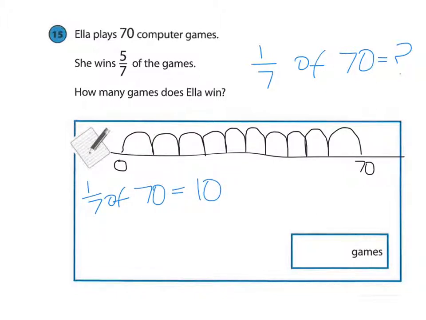The question's asking us what 5/7 of 70 are. So we're going to simply multiply 10 and 5 to get the answer. 10 times 5 equals 50. So Ella wins 50 of the games.